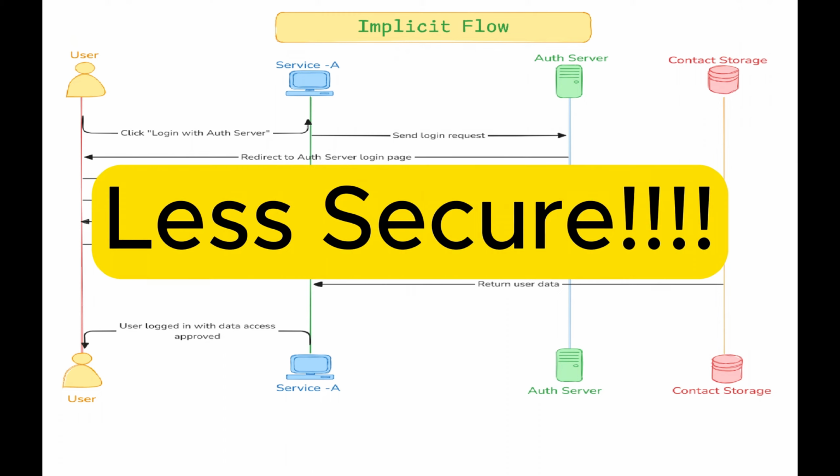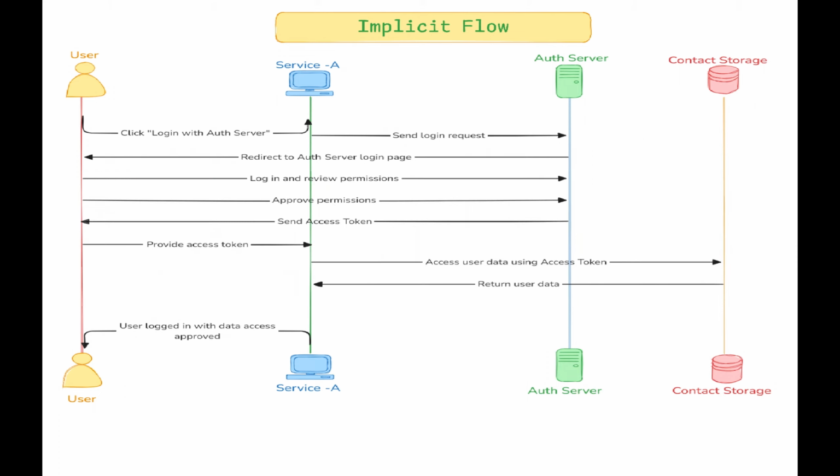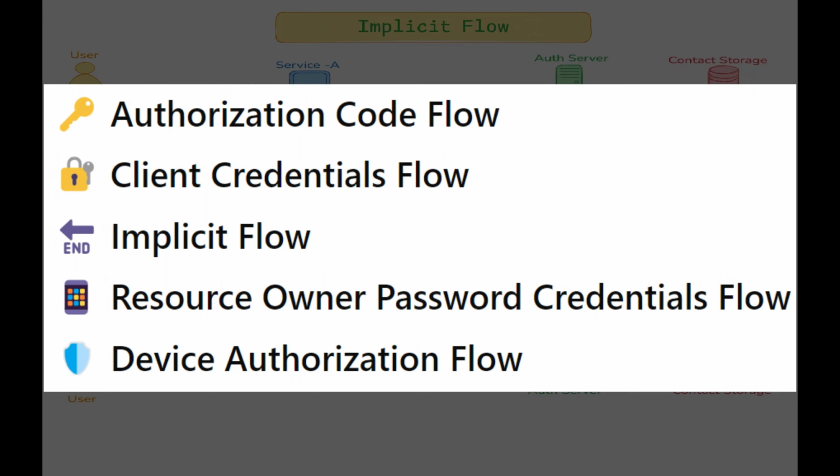But it is not much secure because the token is exposed to the browser, making it more vulnerable to attacks. I hope till this point everything is clear to you. If not, you can rewatch the video and let me know in the comment section so that I can try to clear your doubts. Now, we have more flows supported in OAuth 2, but I'm not going to cover them all in this video because they consist of similar steps which we have already discussed in these first two flows. They are present just to implement specific use cases.